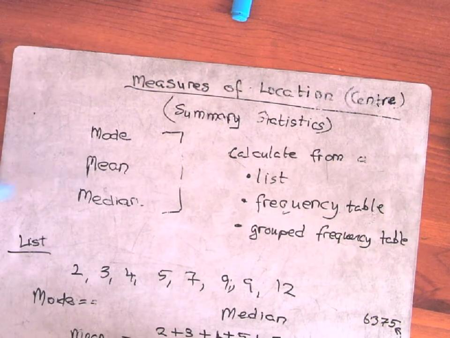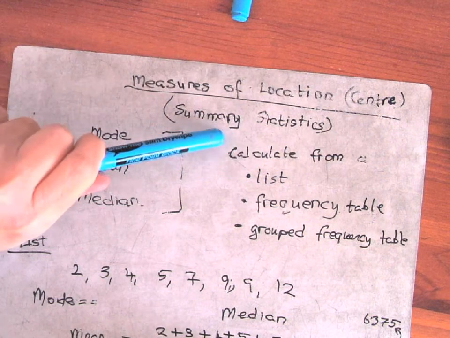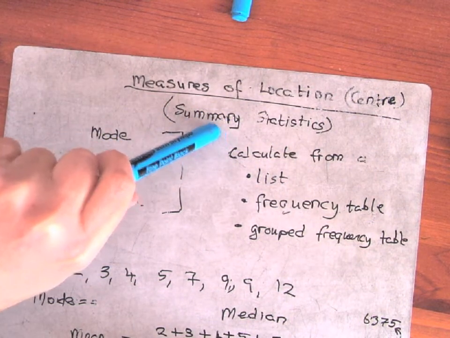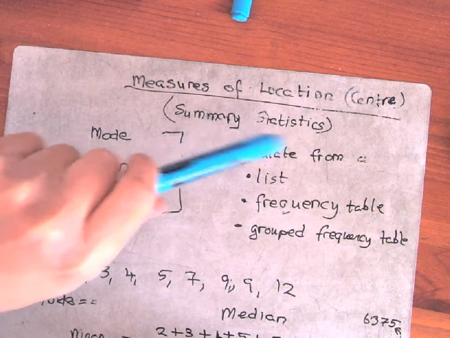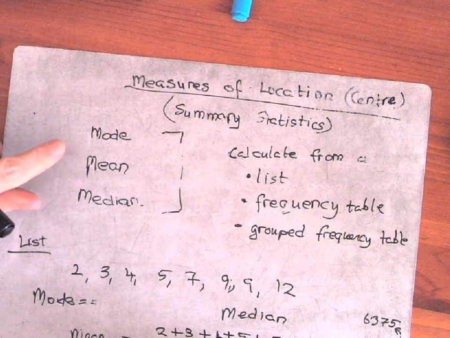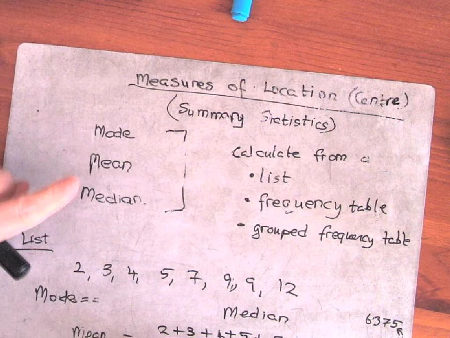Measures of location, sometimes called measures of centre, are summary statistics. Remember when we said earlier on, descriptive statistics was when you draw a graph, summary statistics is when you do one of these calculations. So we need to be able to get the mode, mean, and median. This is all revision.